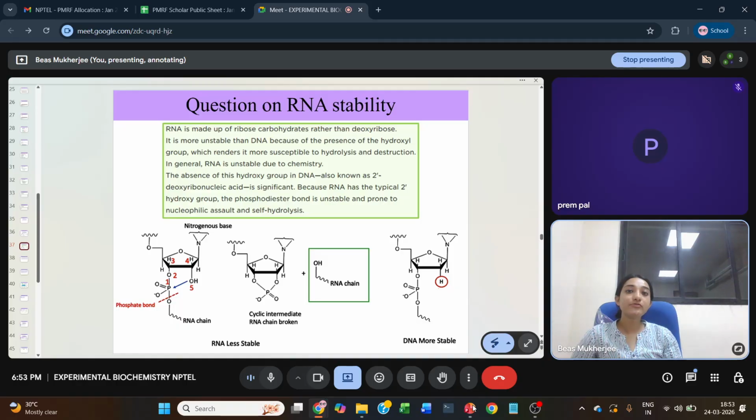RNA is made up of ribose carbohydrate rather than deoxyribose. It is more unstable than DNA because of the presence of the hydroxyl group, which renders it more susceptible to hydrolysis and disruption. In general, RNA is unstable due to chemistry. The absence of this hydroxyl group in DNA is why it is known as 2'-deoxyribonucleic acid, and that is significant because RNA has a typical 2' hydroxyl group. The phosphodiester bond is unstable and prone to nucleophilic attack and self-hydrolysis.